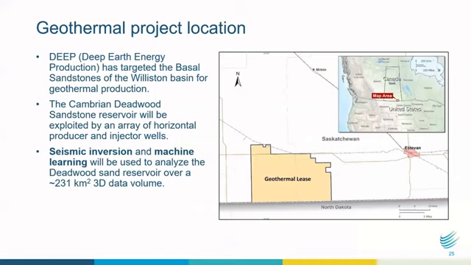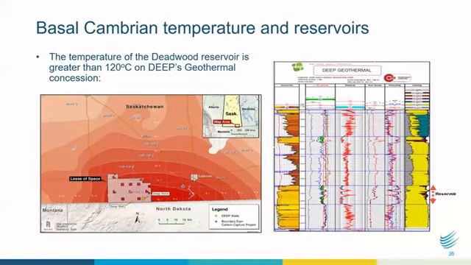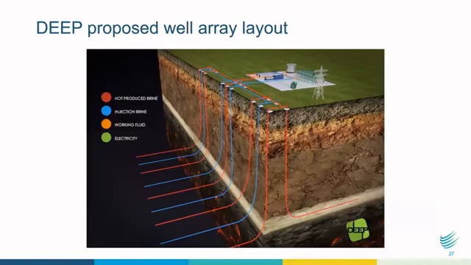We already discussed this slide with general information about the project, about the location. Just a few words about the reservoir geology. The temperature of the Deadwood Reservoir is somewhere greater than 120 degrees Celsius. And the Deadwood Reservoir, basically a target sandstone, is 20 to 25 meters thick. As I already said, the reservoir will be exploited by an array of horizontal producer and injector wells. Here you can see a scheme of this array.